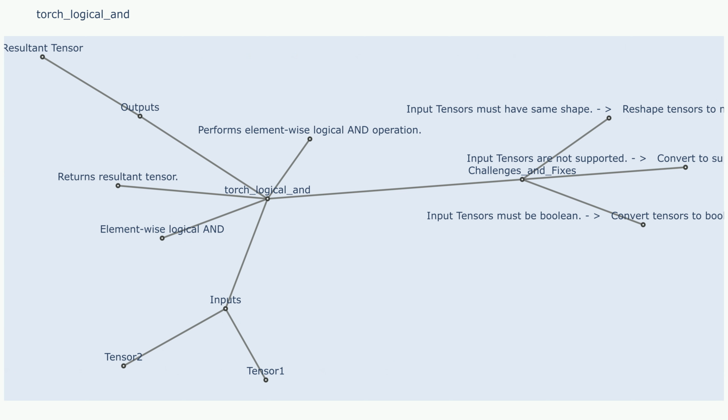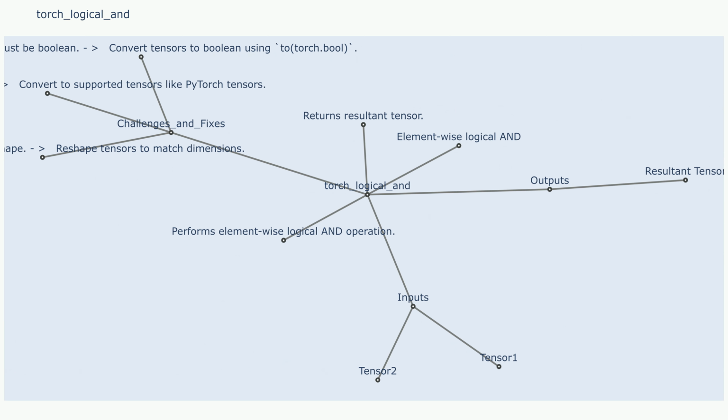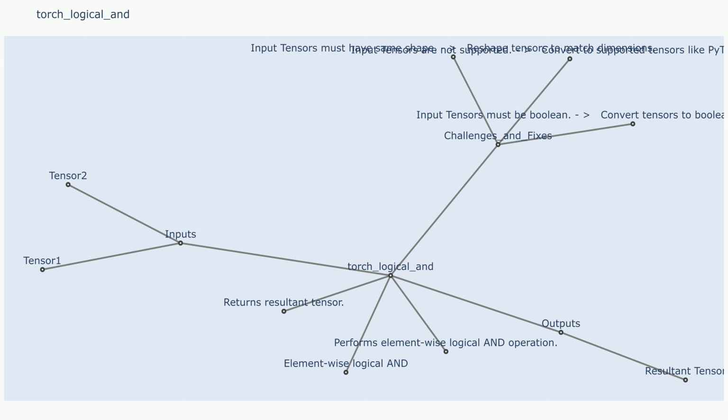Input 2: a tensor of the same shape as input 1. The data type should be Boolean. Outputs. Output 1: a tensor of the same shape as input 1 and input 2, containing the result of the logical and operation. The data type is Boolean.